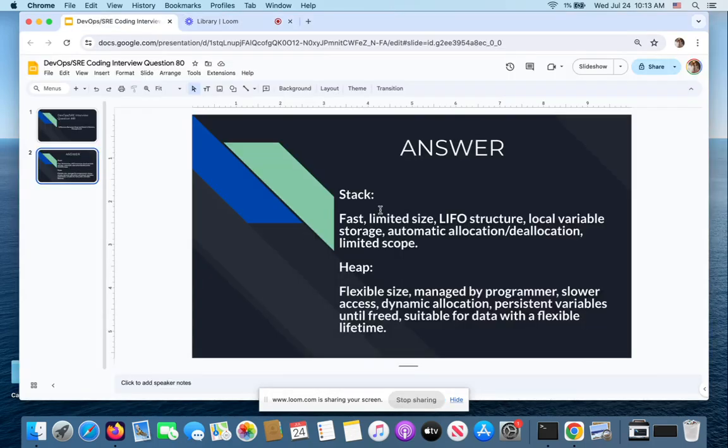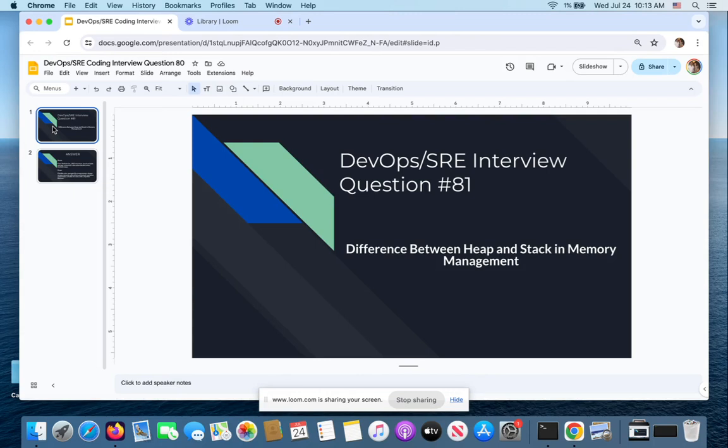Hey folks, today's interview question is what is the difference between heap and stack in memory management?